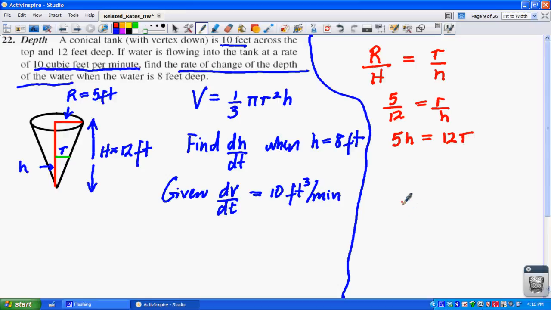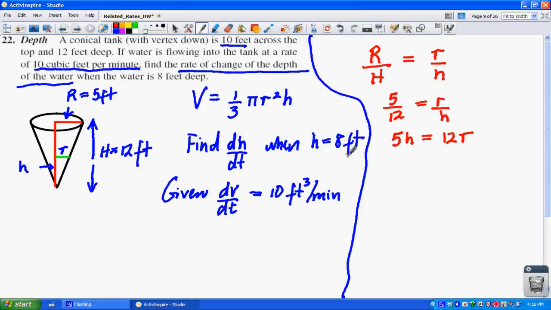Now, when I find the derivative of the volume using this volume formula, I have two variables, R and H. So I'm going to have to end up using the product rule, and then things are going to get messy. To avoid the mess, if I can use this relationship and eliminate one of the variables, then life is good. Then I don't have to use the product rule. It's just a simple, straight up derivative.